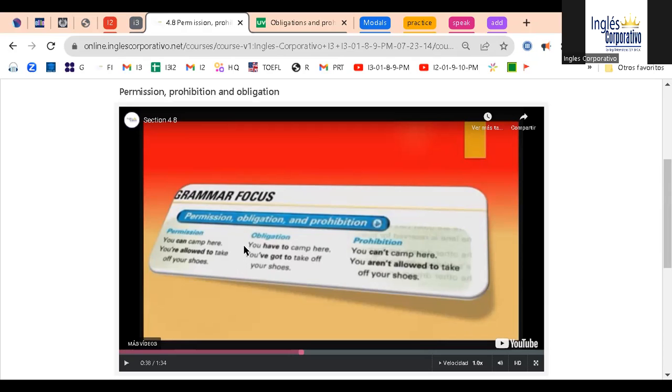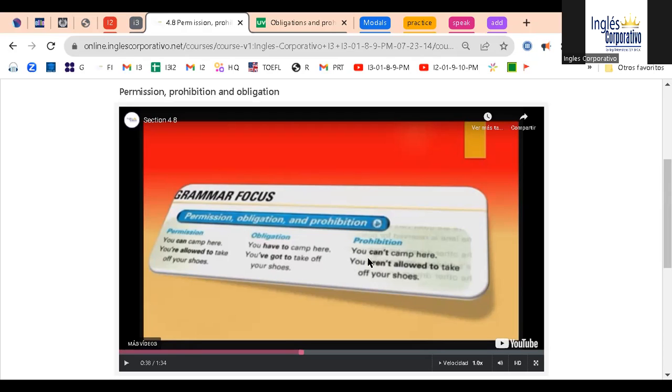And when we talk about obligation, we have two important modals, which are have to and have got to, it's a perfect tense, but besides that, we're going to be checking the modal must in order to show this obligation. And we're going to be checking the difference between have to and must. But let's have a look at the examples. You have to come here. So there is an obligation. There is something required from somebody else. We use have to. And the same, you've got to take off your shoes.